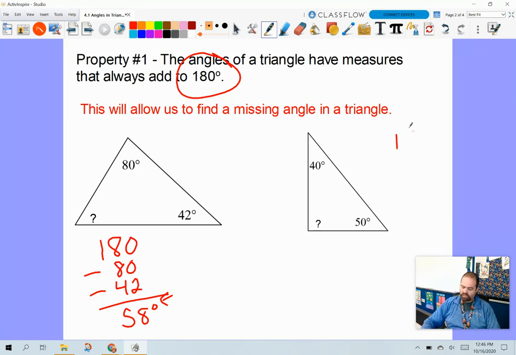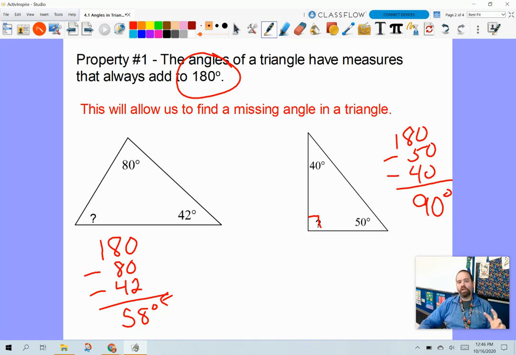So on this one, I'm going to start again with my 180 degree target number. That's the magic number for a triangle. I'm going to subtract off the 50 that I know and subtract off the 40 that I know. That's going to leave me 90 degrees. That missing angle happens to be a right angle. Not important to the problem, just so you know, 90 degrees is a right angle.